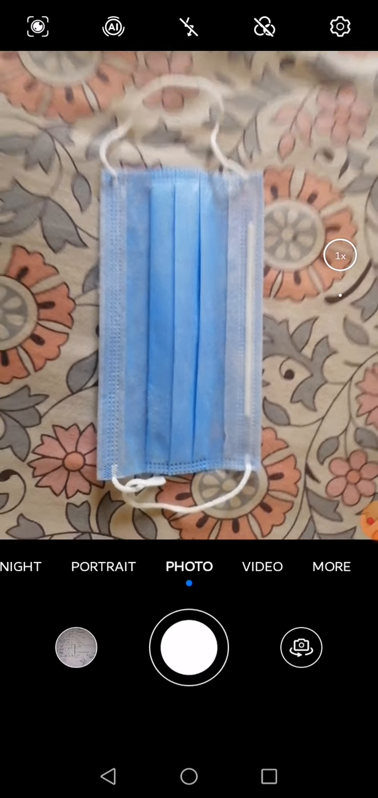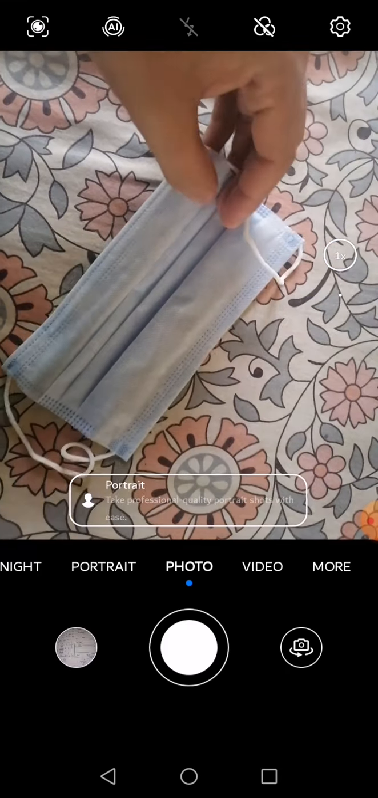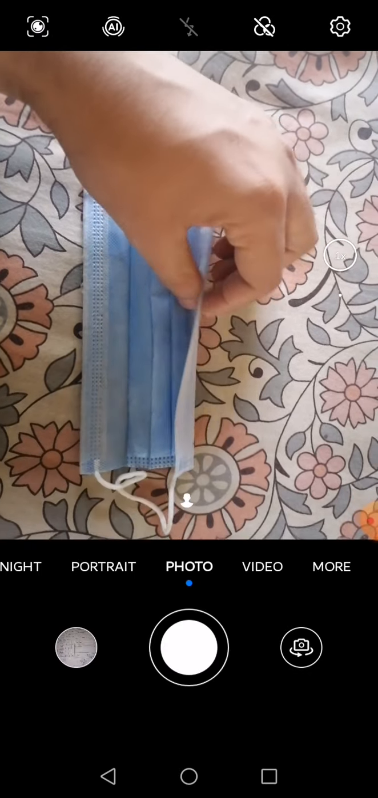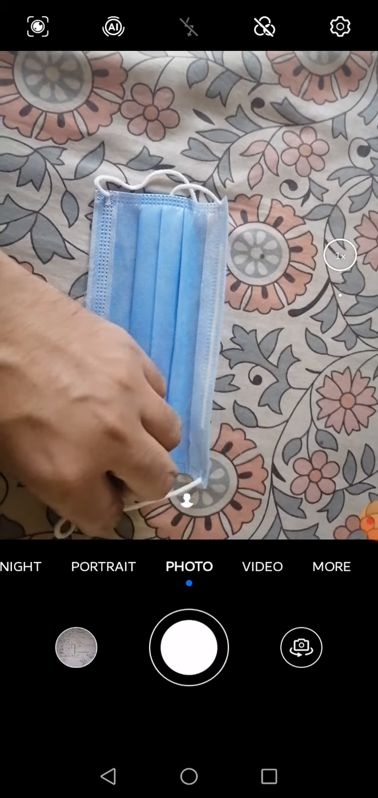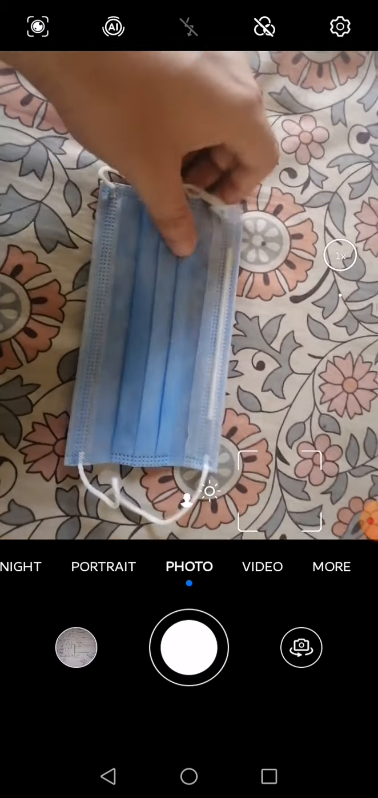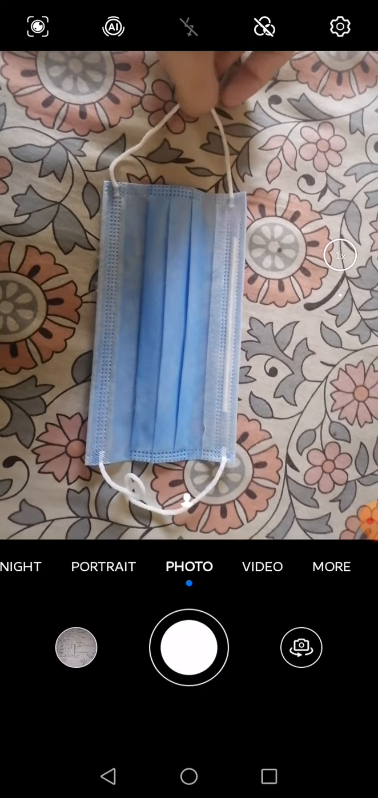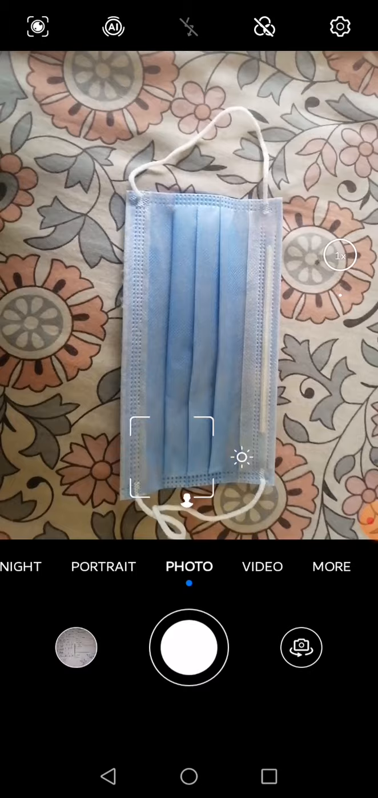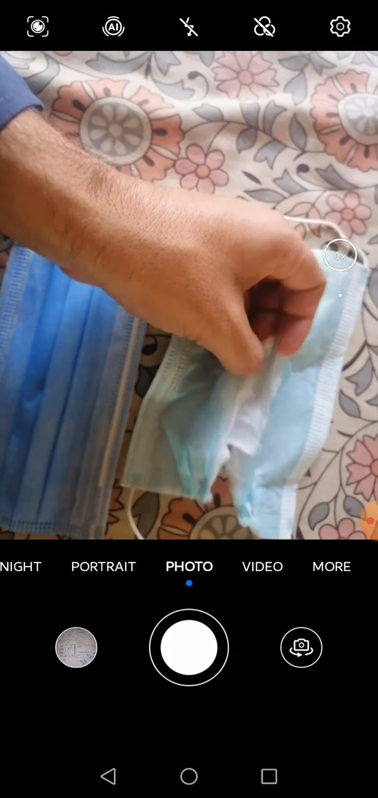First of all, I've just shown you a simple mask. This is a 3-layer mask with a pin for the nose bracket. I have broken down this mask, torn it apart, just to show that this is a 3-layer mask, so that you can understand the difference between a 3-layer and a 2-layer mask. If we tear this open, you can see there is more than one layer.